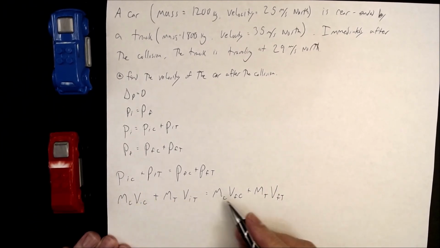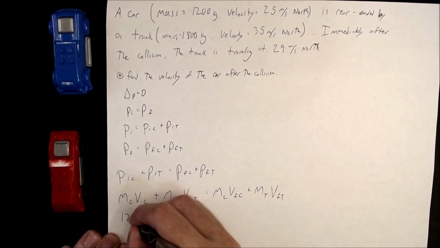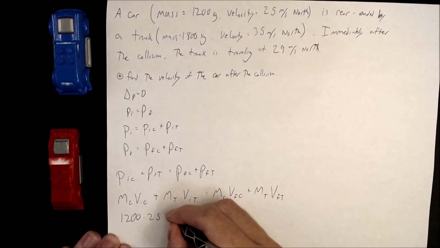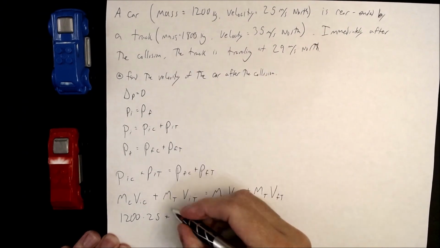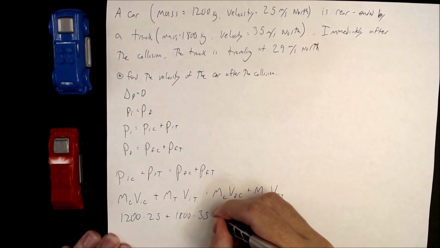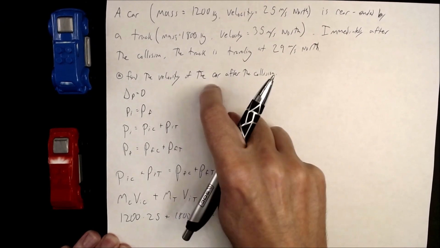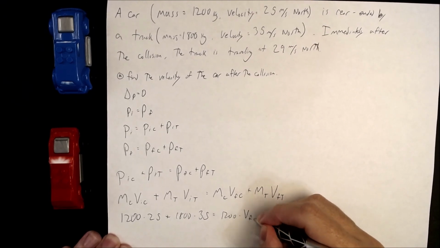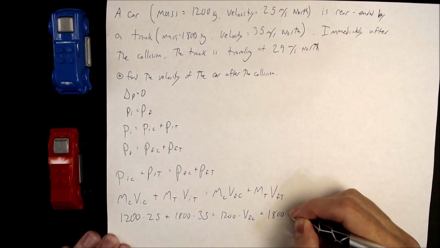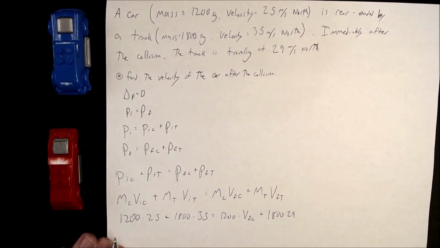So, do we have these numbers? Well, actually, yeah, we have effectively all these numbers. Mass of the car, 1,200. Velocity initial of the car, 25. Plus mass of the truck, 1,800. Velocity initial of the truck, 35. Mass of the car, 1,200. Velocity final car is the thing that we're looking for. Mass of the truck, 1,800. Velocity final of the truck, 29. Well, this is just algebra.